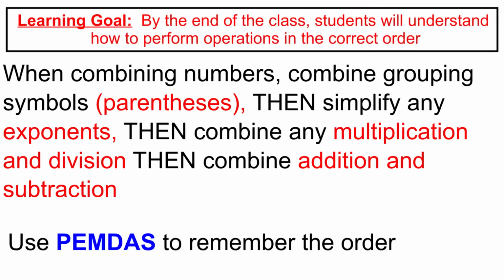So here is that order. When you are combining numbers, you're going to combine any grouping symbols first. So you're going to start with the most inner grouping symbols, which usually is parentheses, but it might be brackets, square brackets, or anything like that. Any kind of grouping symbol. Then we're going to simplify any exponents, and then we're going to combine multiplication and division from left to right.